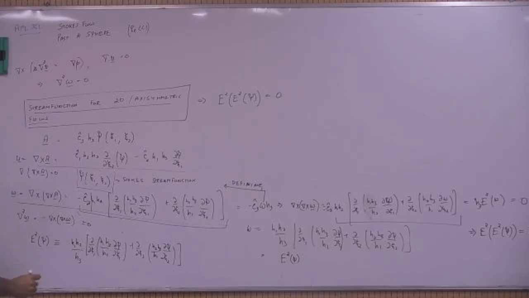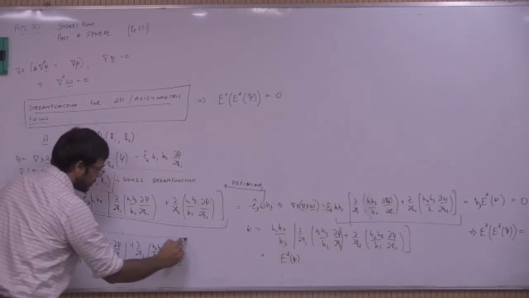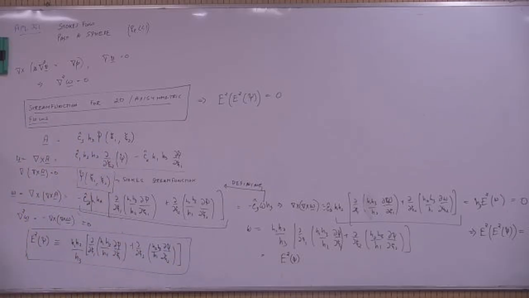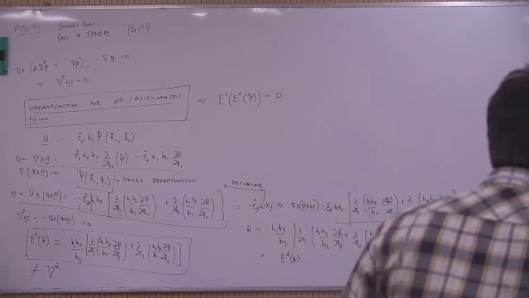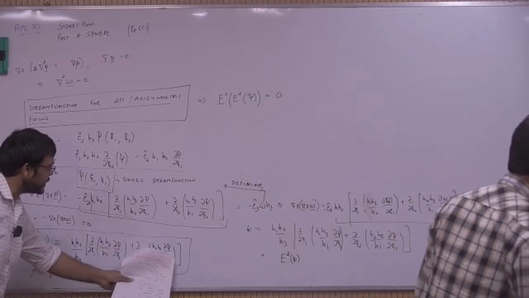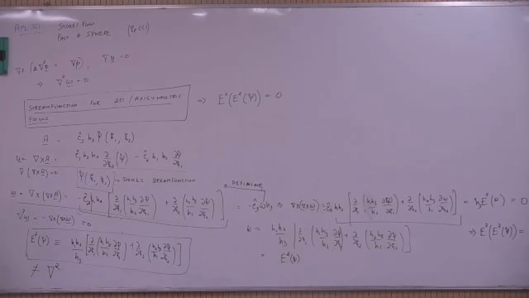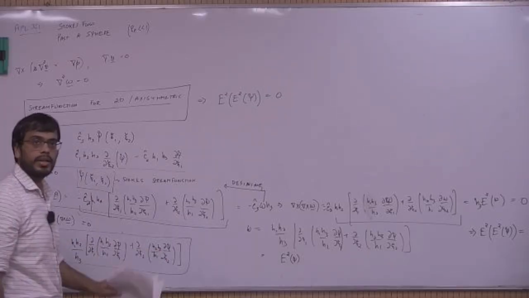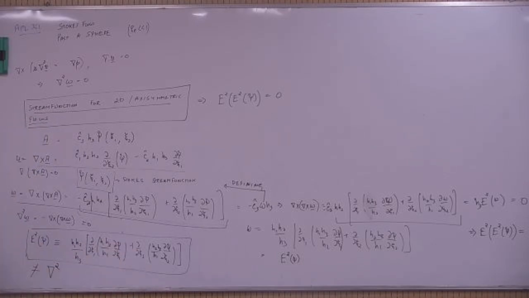The reason why I have defined a new E2 operator is because it is slightly different from del square operator. This is not your Laplacian operator. It is slightly different from your Laplacian operator, and you can go back and check how this compares to the Laplacian for spherical coordinates. In cylindrical or Cartesian coordinates, you won't see any difference.